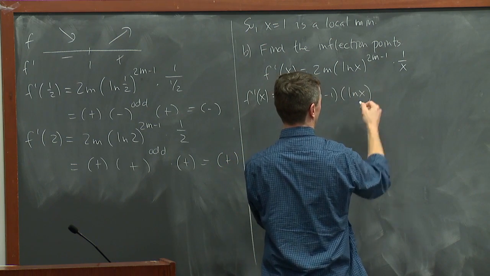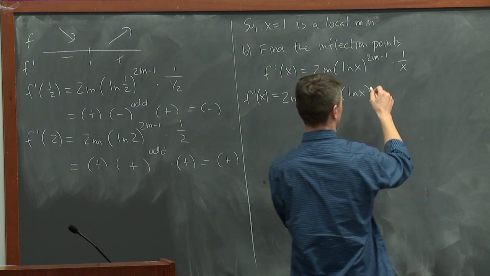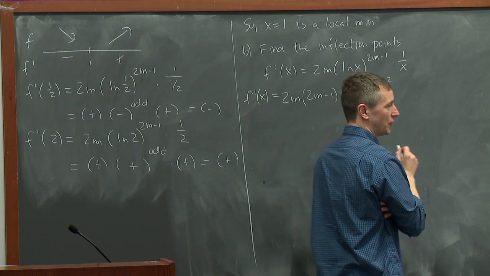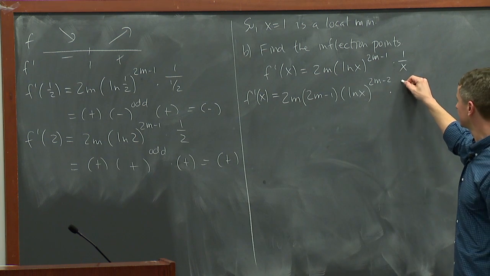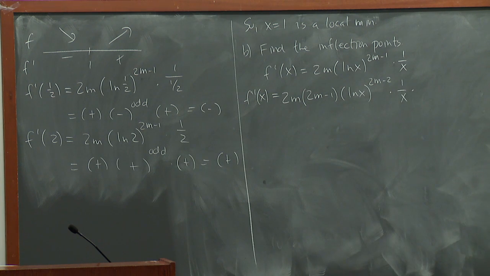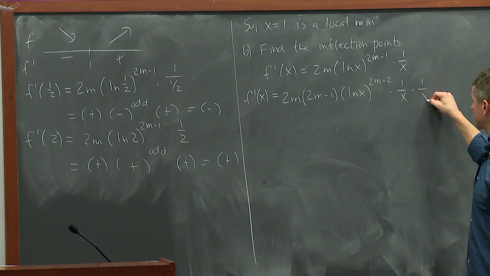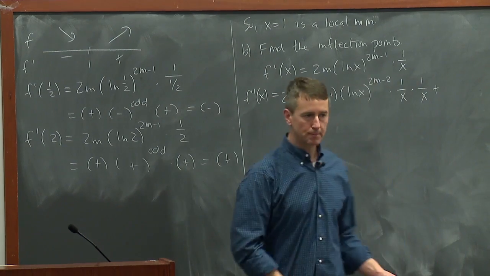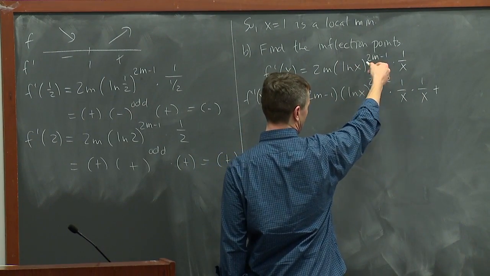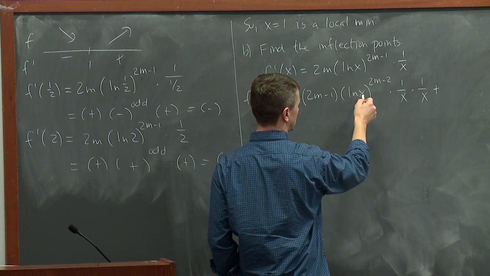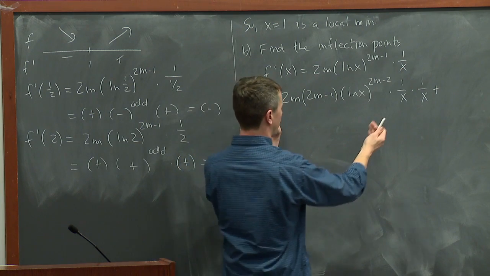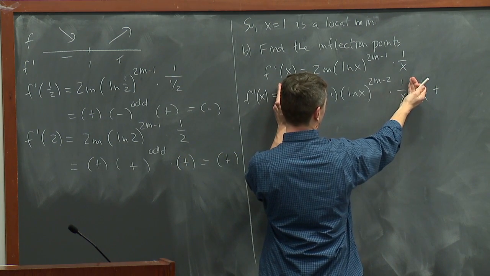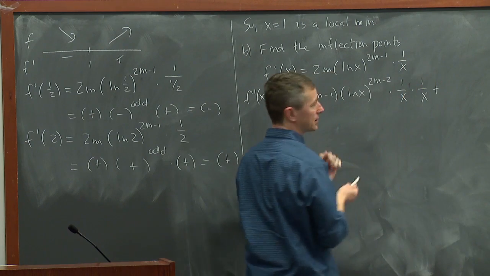And we get ln of x to what power? 2m minus 2. But chain rule says you multiply by 1 over x. But then there's still the other 1 over x from the product rule, right? So there's two appearances of the 1 over x here. When we took the derivative of ln of x to the 2m minus 1, we got 2m minus 1, ln of x to the 2m minus 2 times 1 over x from the chain rule. So this whole thing here is just the first of the two parts of the product rule, then times this 1 over x.